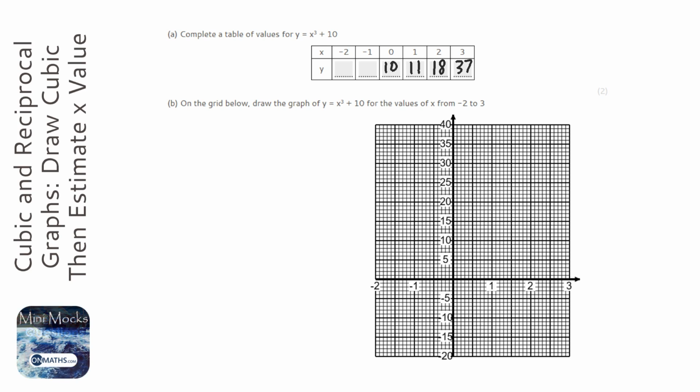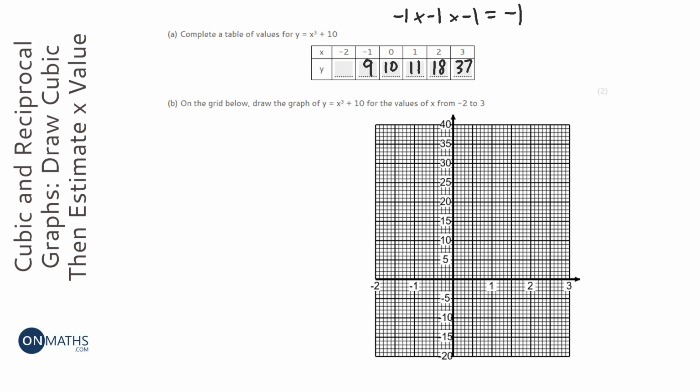Now minus 1 cubed, now some people think that minus 1 cubed will be a positive number, but it's minus 1 times minus 1, which is 1, times minus 1, which actually is going to be minus 1. So it's minus 1 plus 10, which is going to be 9. And then minus 2 cubed is going to be minus 8 plus 10, which is going to be 2.